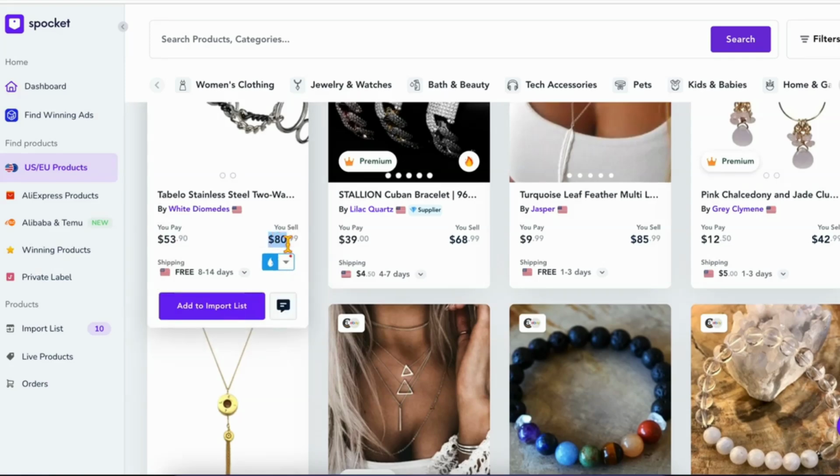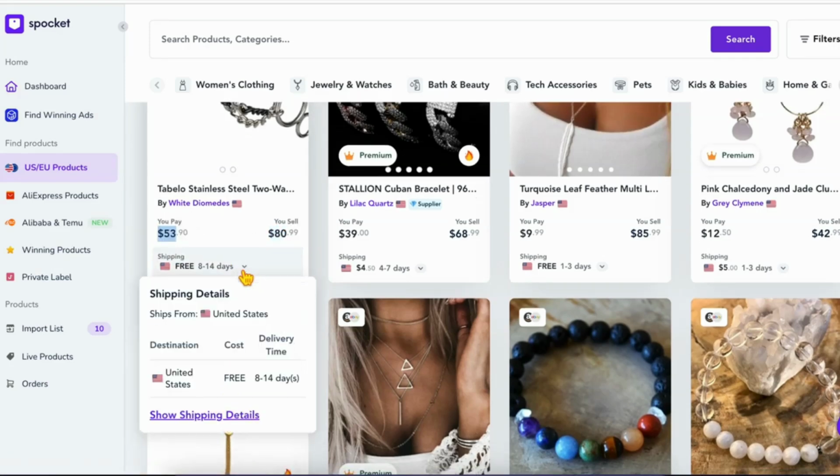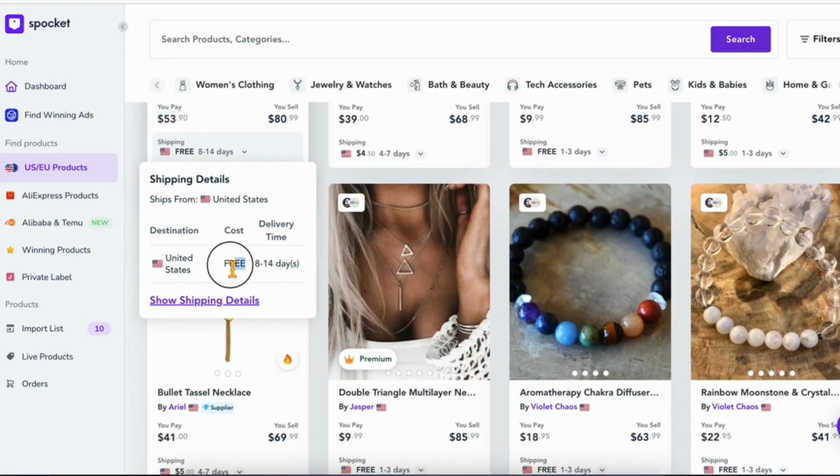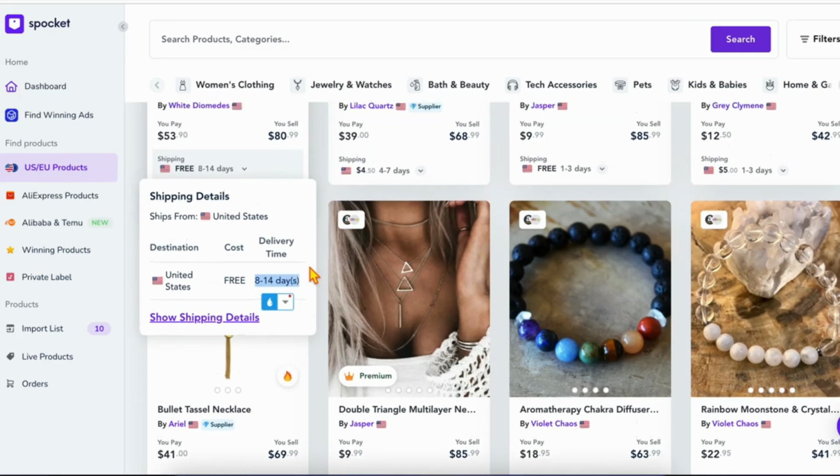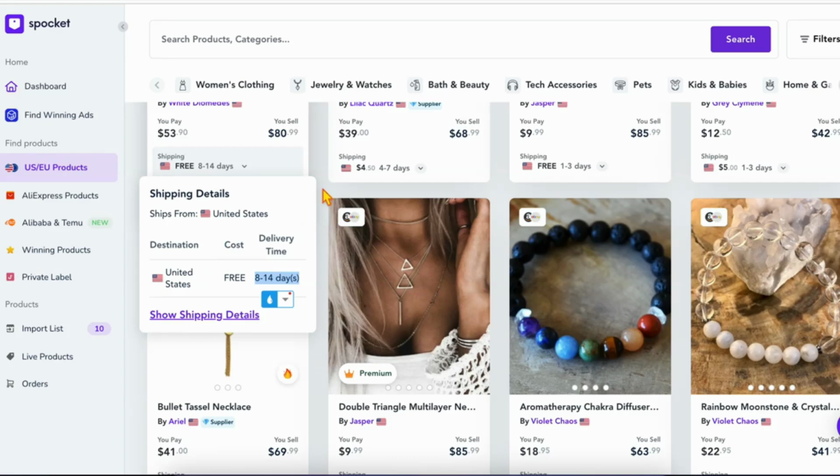You can also see the shipping fee for customers, which is clearly displayed. The delivery time for this product ranges from 8 to 14 days, which is quite long, so it is important to identify products that have a low purchase price, but can be sold at a higher retail price. All associated fees are transparently displayed.